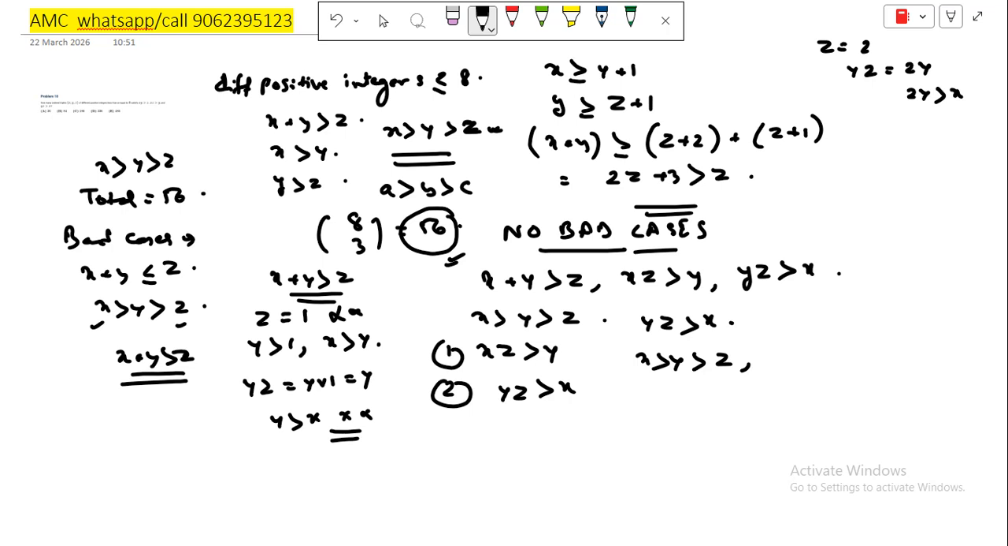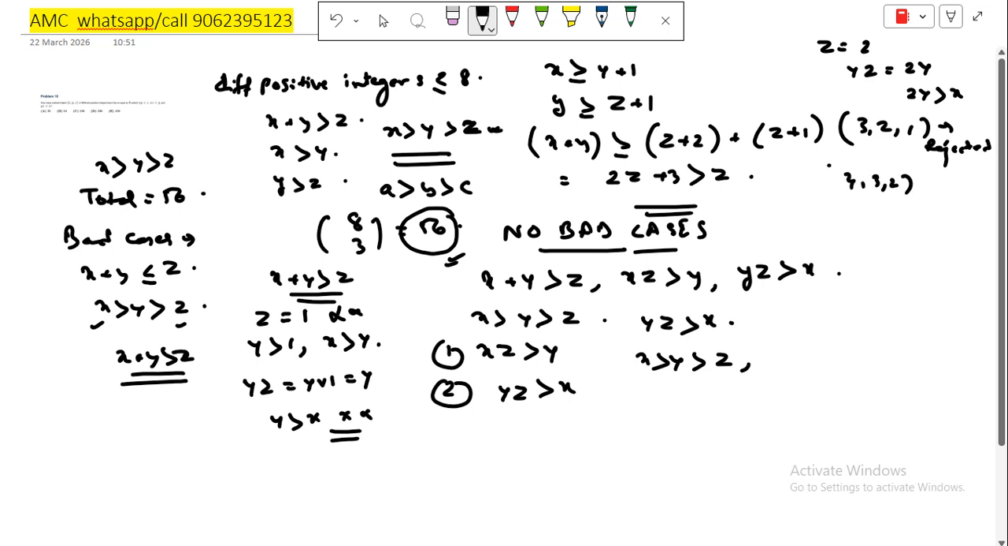Now test the valid triples. 3, 2, 1 is already rejected. Now try 4, 3, 2. Okay, so 2 times 3 is equal to 6, which is greater than 4. So this works. Now continue systematically. After checking all the cases, the total valid triples will be 84. So the final answer is 84.